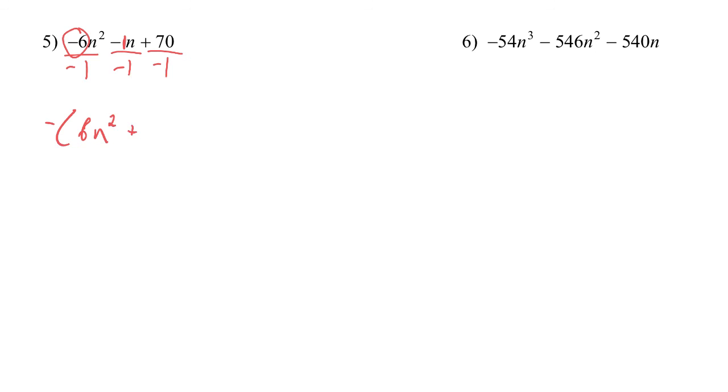Negative 6 becomes positive, the negative 1 becomes positive 1x, and the positive 70 becomes negative 70. And then you go to your star and continue factoring from there.